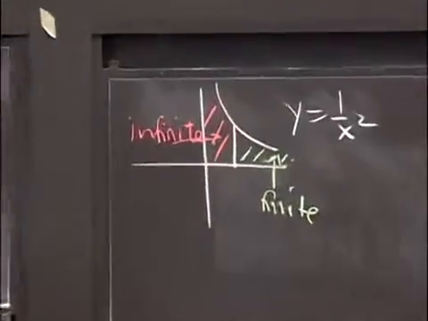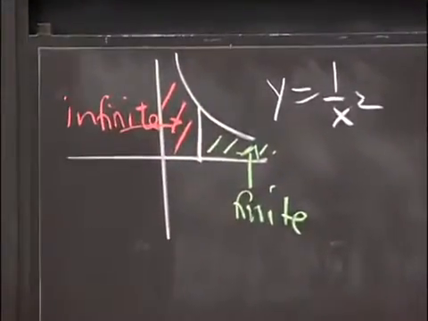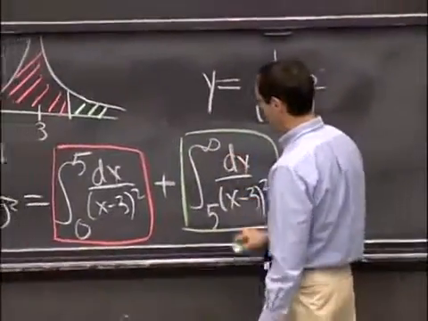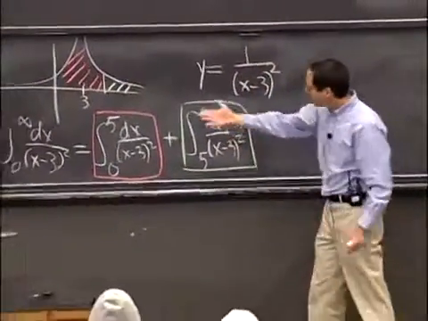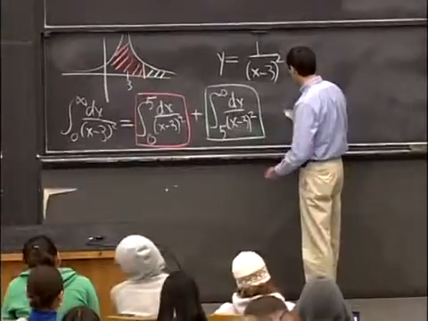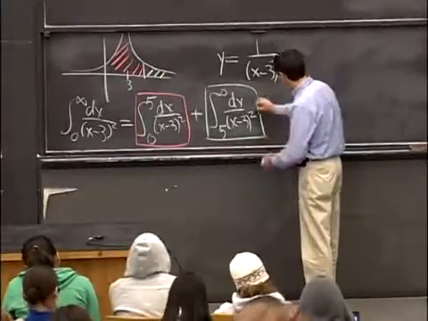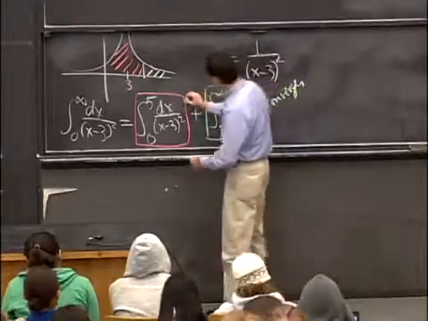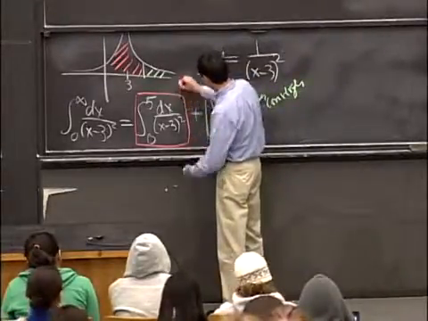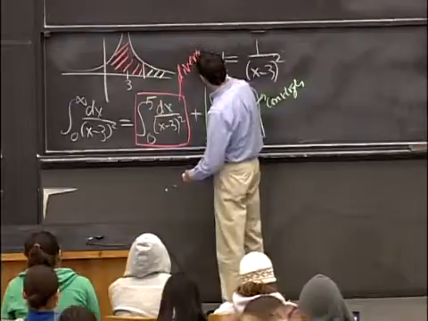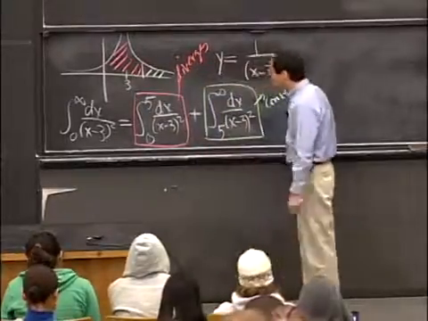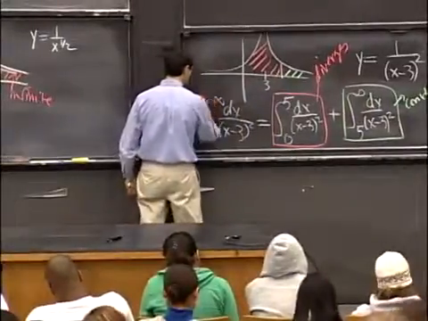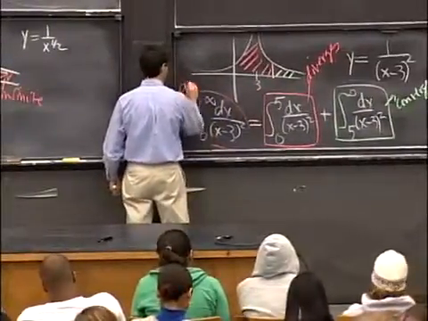All right? And this part here is finite. All right? So since we have an infinite part plus a finite part, the conclusion is that this guy converges, and this one diverges. But the total, unfortunately, diverges, right? Because it's got one infinity in it. So this thing diverges.